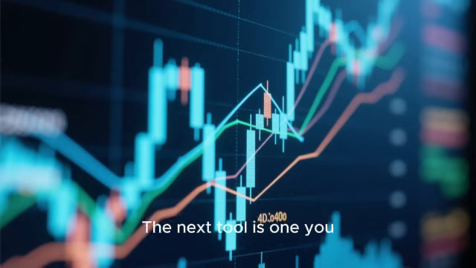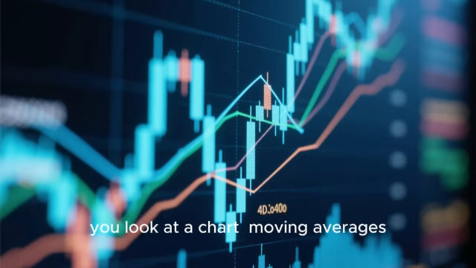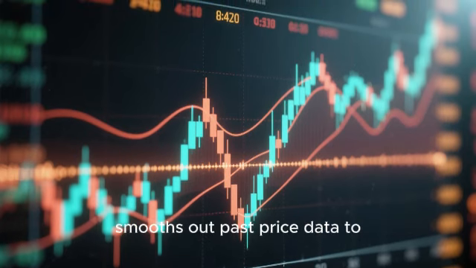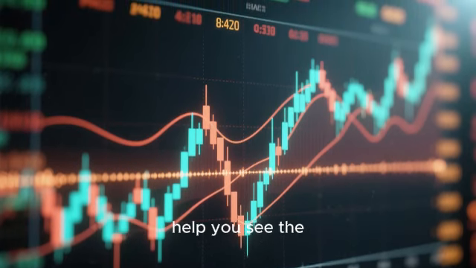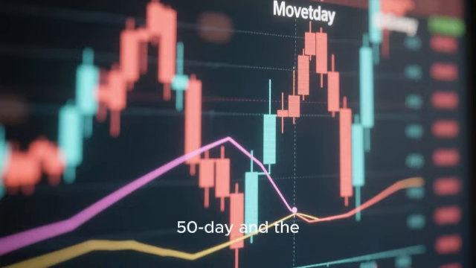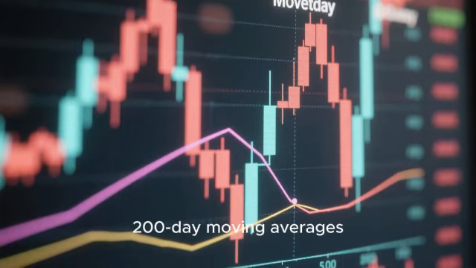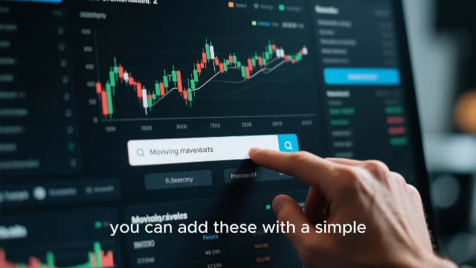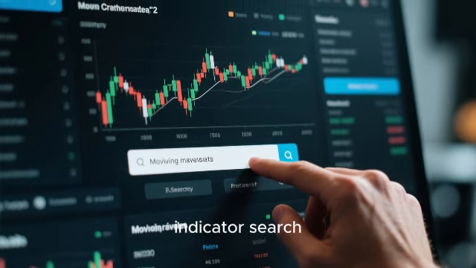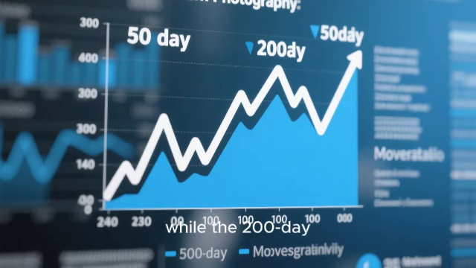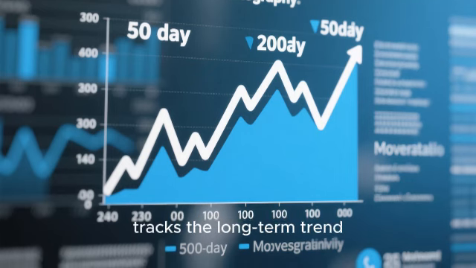The next tool is one you'll use every single time you look at a chart: moving averages. A moving average is a line that smooths out past price data to help you see the underlying trend more clearly. The most common ones are the 50-day and the 200-day moving averages. On your charting platform, you can add these with a simple indicator search. The 50-day moving average tracks the intermediate trend, while the 200-day tracks the long-term trend.